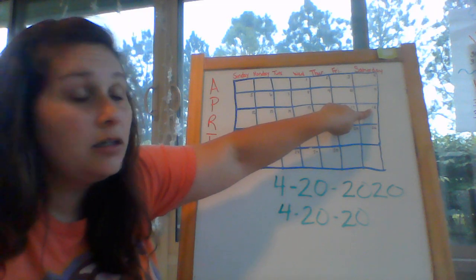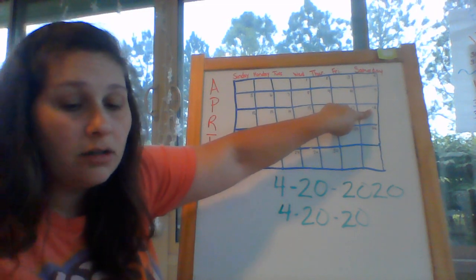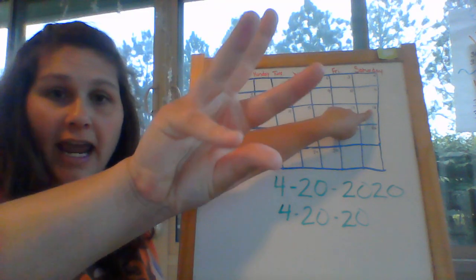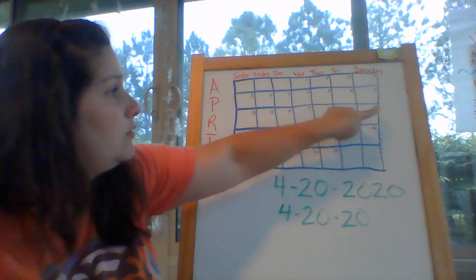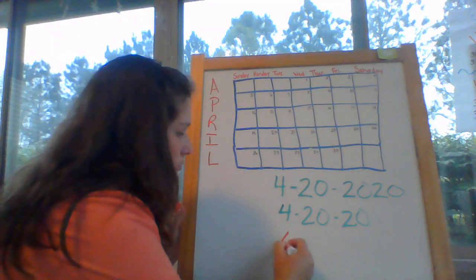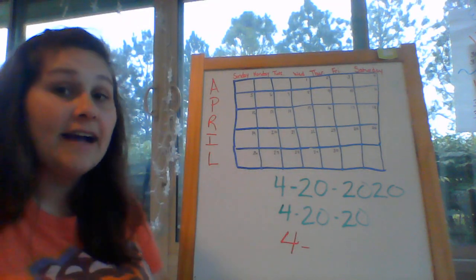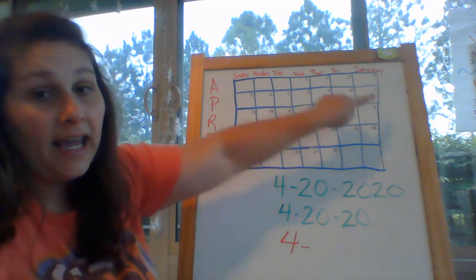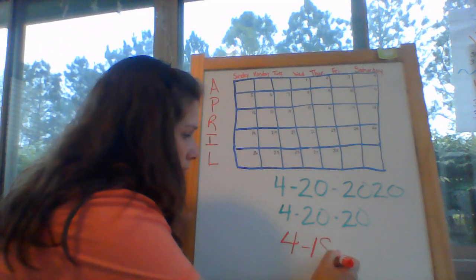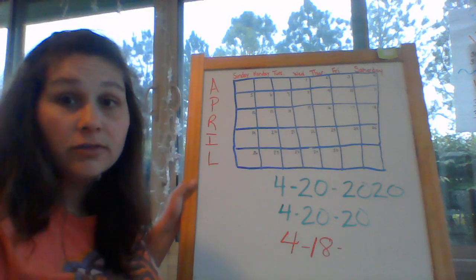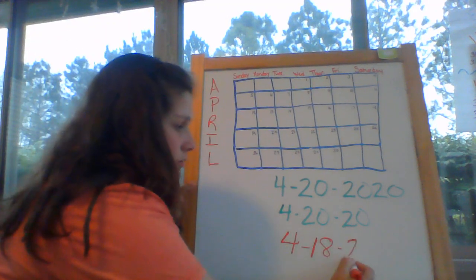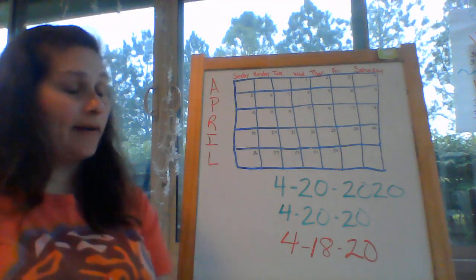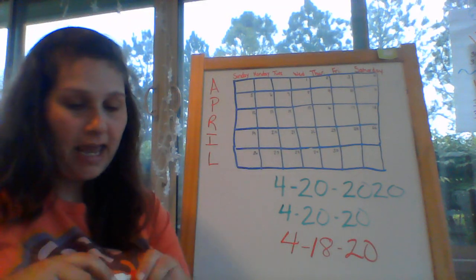So again, what's our month? January, February, March, April. Number 4. I asked you for the third Saturday, 18th. And then the year is 2020. So 20. Okay?